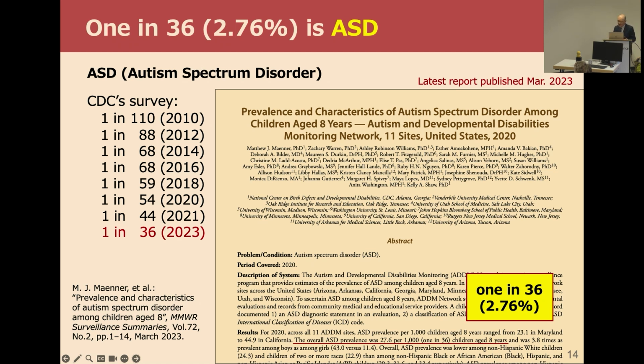It says that 2.76% of 8-year-olds are said to have autism. And the number is increasing every time they survey. And thinking about the social support for their educational or therapeutic or everyday life support, okay, this number is really significant. So I believe that some technological innovation is needed here. So that's why I went into this field.